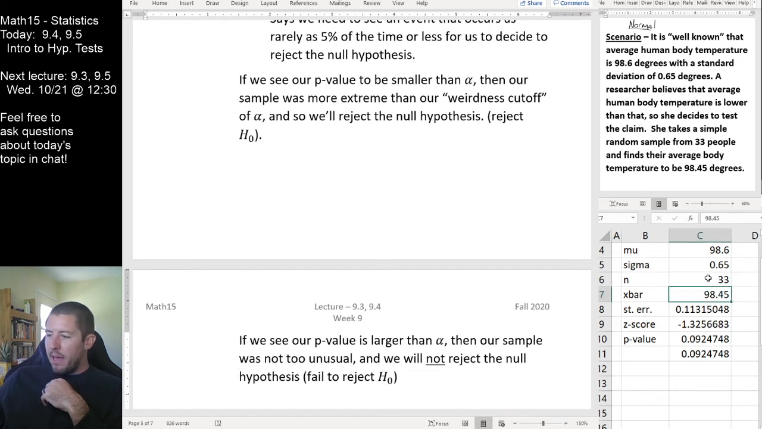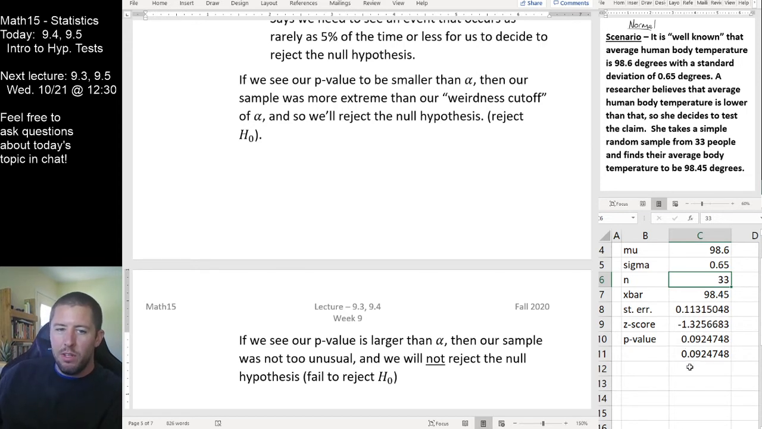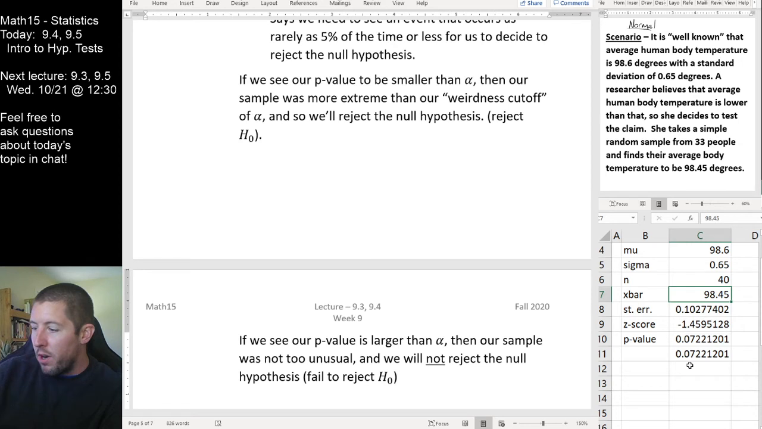And again, coming back over to Excel over here, we can screw with these numbers a little bit. If I'm looking for a p-value of less than 0.05, saying it's past this threshold of a 5% event weirdness, then maybe we bump our sample size up to 40. That's still not quite enough. We've still got a p-value of 0.07. Maybe if I go all the way to 50, ooh, 50 is getting really close here.